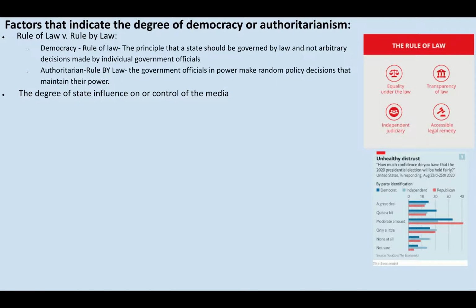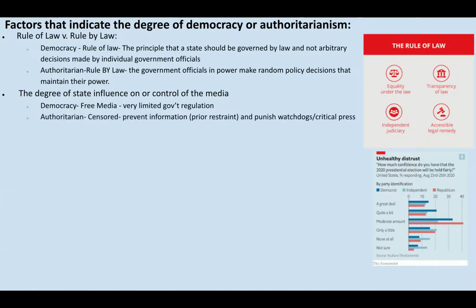The degree of state influence or control of the media. In a democracy, of course, there's going to be free press, freedom of media, very limited government regulation. In an authoritarian regime, it's going to be censored, preventing information from leaking or coming out. Remember prior restraint, we learned that term when we were studying New York Times v. United States, where the government doesn't allow information to be made public, punishing watchdogs, and being very critical of the press.